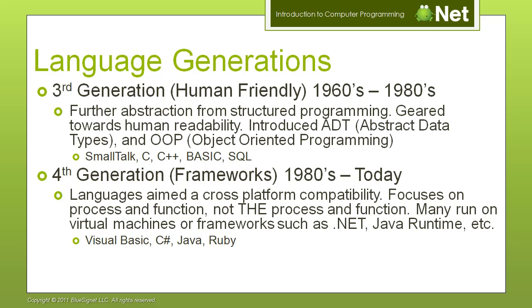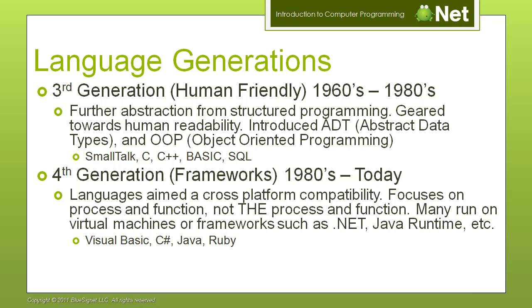When we talk about third generation languages, we talk about the move towards human-friendly languages, which we started seeing around the 60s into the 80s, which was a much further abstraction from the structured languages that we were talking about before, like Fortran and COBOL. The momentum was to try to make it so that humans could actually look at a piece of source code and understand what it's doing just by looking at it.